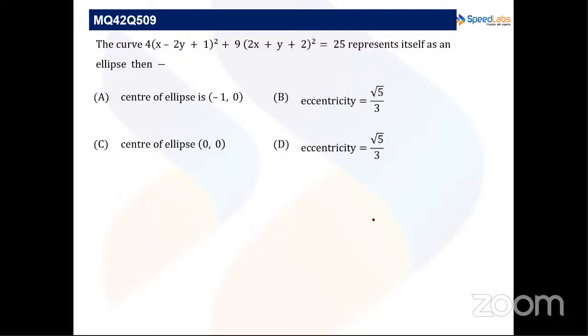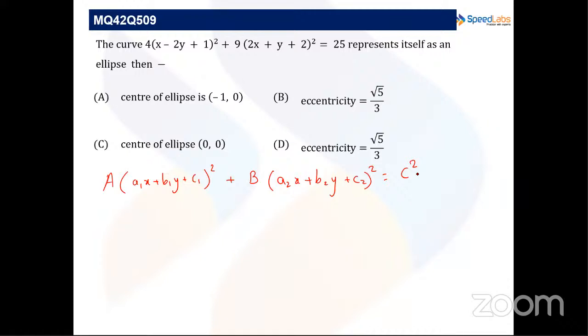So for these conditions, if you are having any equation of an ellipse like a into (a1x plus b1y plus c1) whole square plus b into (a2x plus b2y plus c2) whole square equals to, let's say, some c square, then first we have to convert this equation into the standard form.